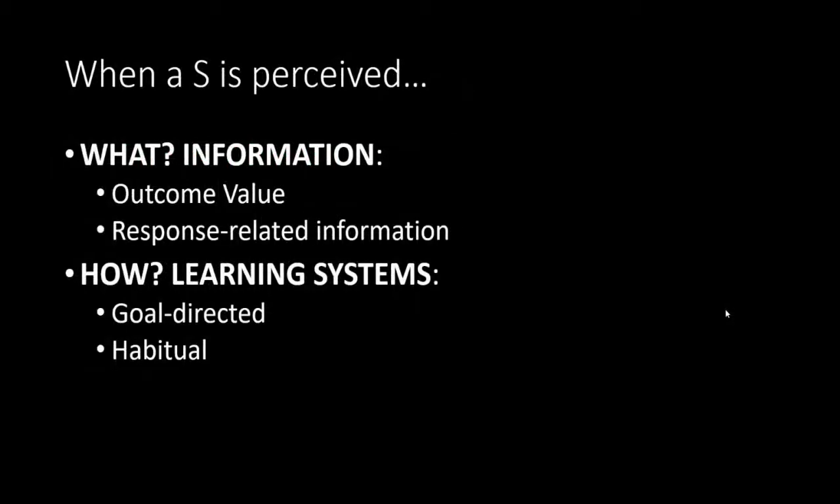So when we see one of these stimuli, this discriminative stimulus in a learning situation, it carries a lot of information about the outcome that is available and the value of that outcome, and also about the response that we need to make in order to get that outcome. And this information, in theory, could be learned by a goal-directed system or a habitual system.